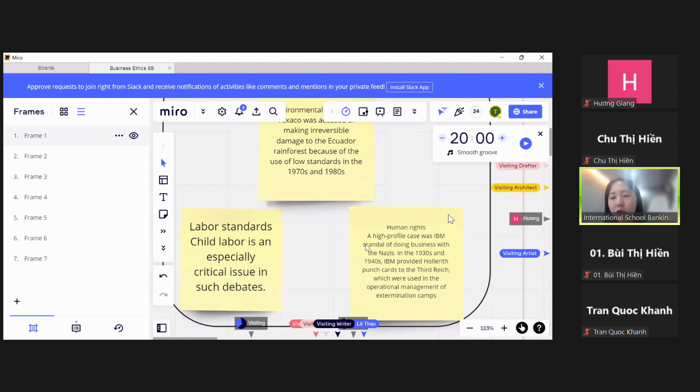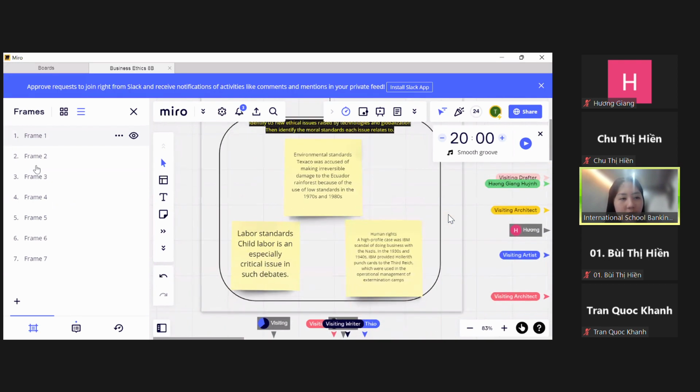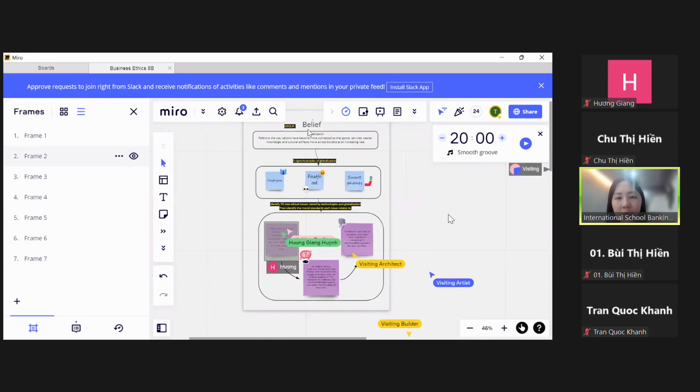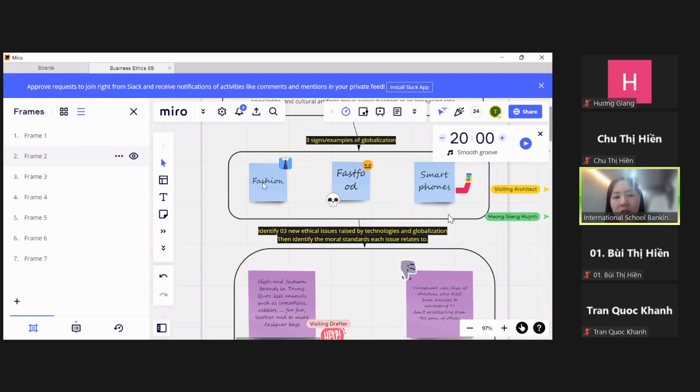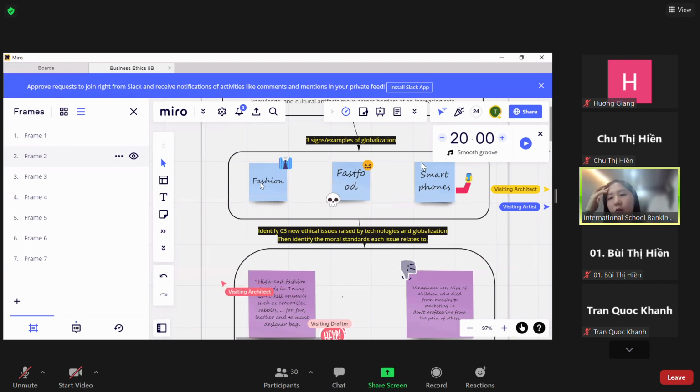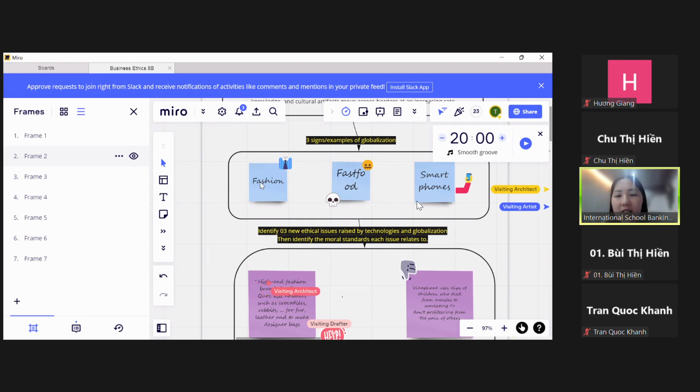Okay, this one is not clear to me. Let's look at the second group. The belief group. Okay, fashion. But it is not very clear how fashion is a sign of globalization. Maybe you can have here New York Fashion Week. Okay, New York Fashion Week is an icon event that gather all the fashionistas over the world to come enjoy that event. So that is a sign of globalization.